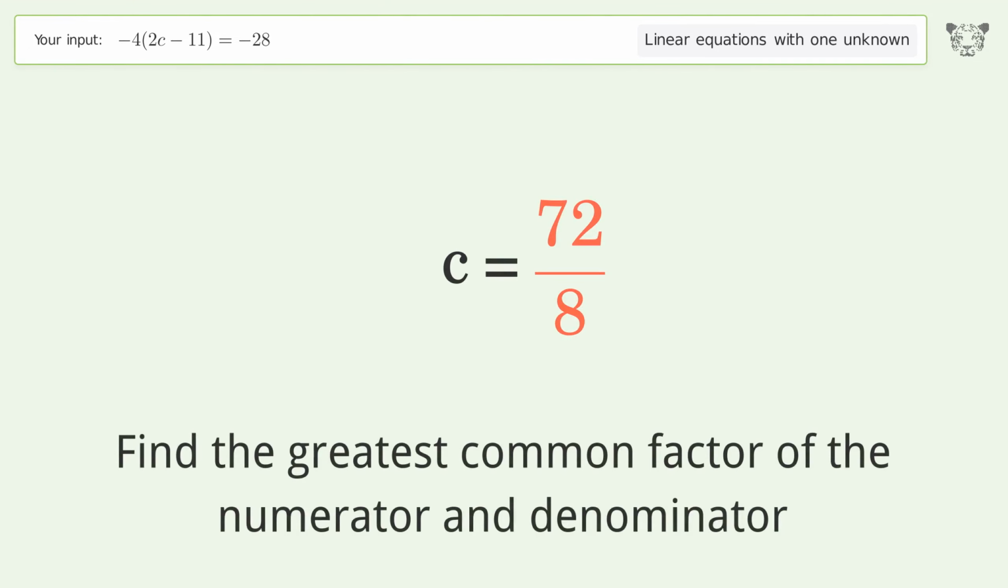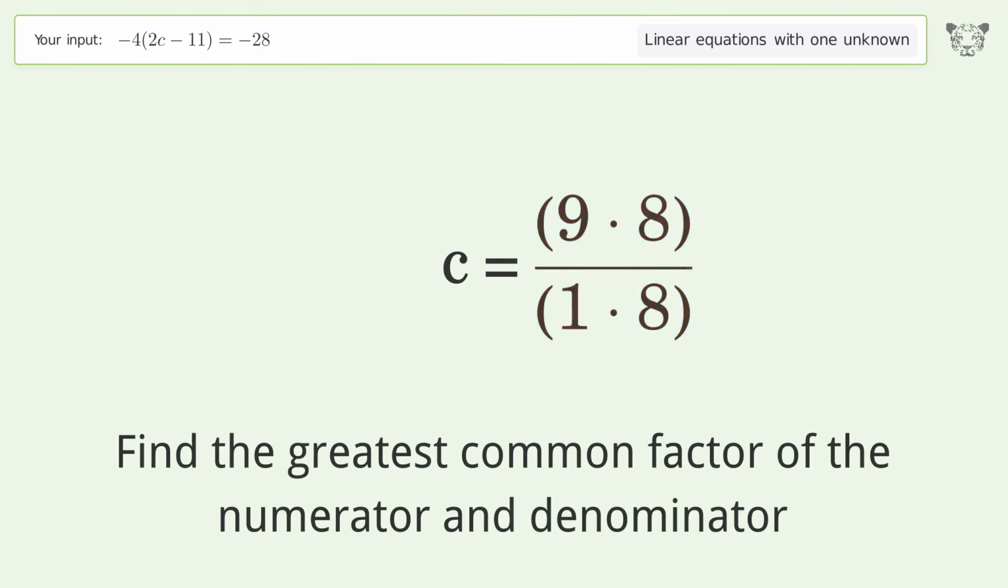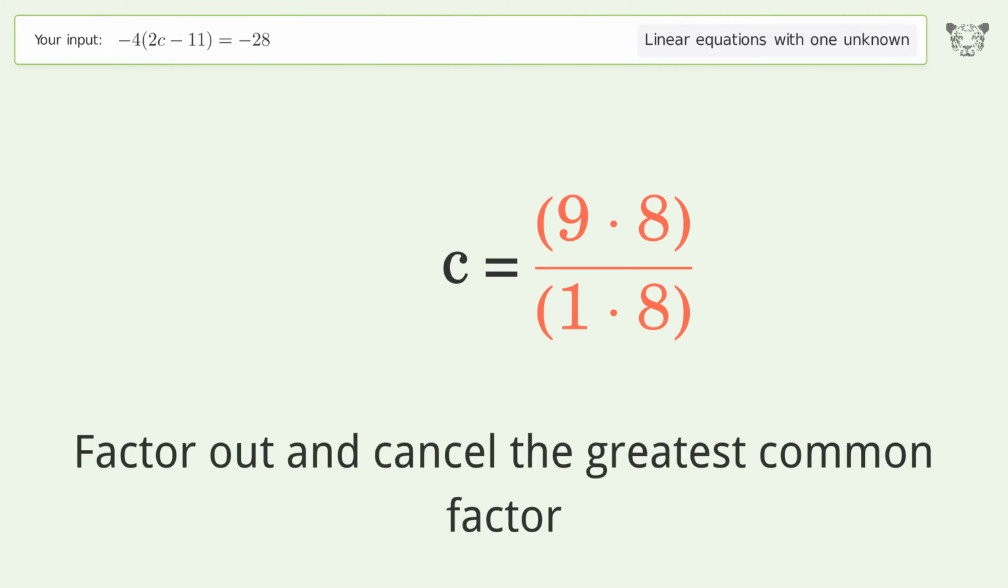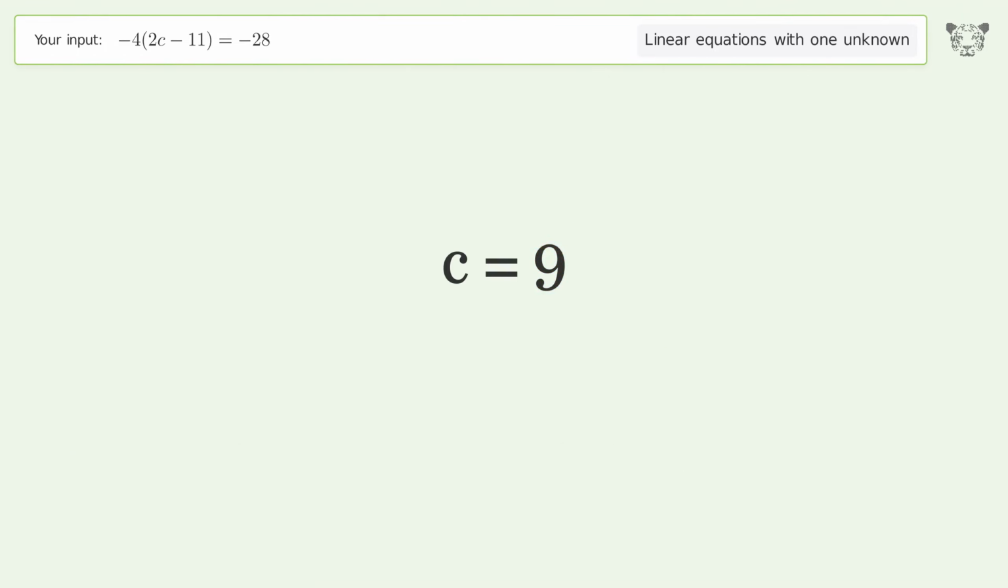Find the greatest common factor of the numerator and denominator. Factor out and cancel the greatest common factor. And so the final result is c equals 9.